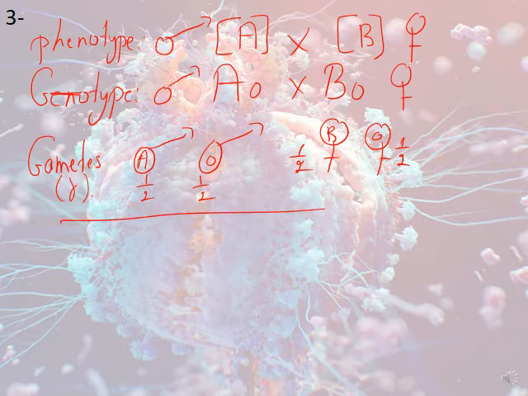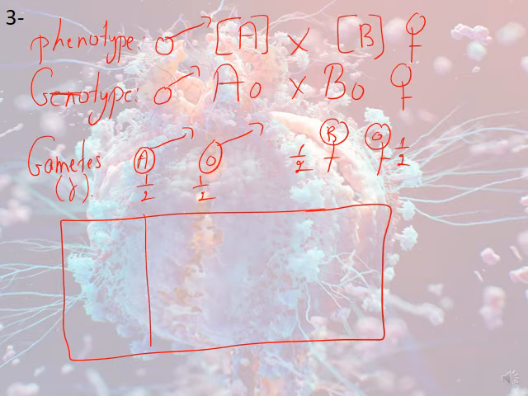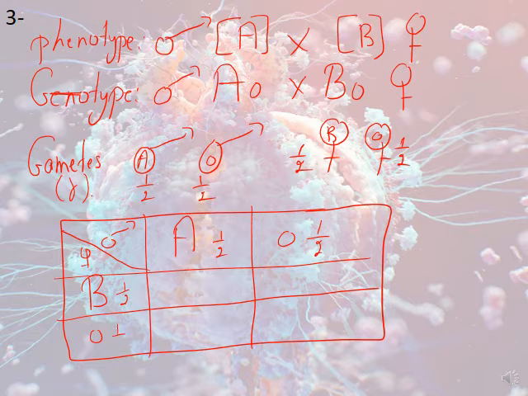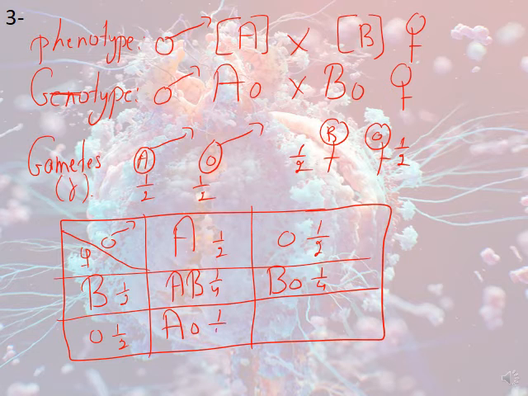Let's move to the table of cross. Let's draw the table of cross here. Let's divide it into male and female, divide this into 2 and divide this into 2. Here for the male we have A, half, and O, half. Here we have B, half, and O, half. So AB is 1 over 4, BO is 1 over 4, AO is 1 over 4, and OO is 1 over 4.